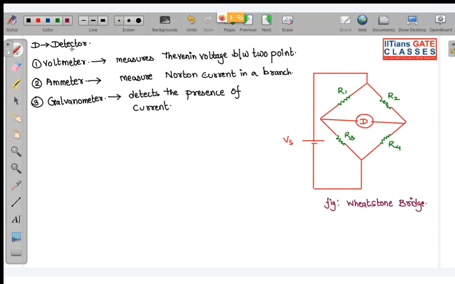So the symbolic representation of voltmeter is V, for ammeter it is A, for galvanometer it is G. Now my one question to you guys, what is the basic difference between ammeter and galvanometer? See, basically ammeter is also measuring current, so measuring means detection also. And galvanometer is detecting the presence of current. So any difference between these two instruments?